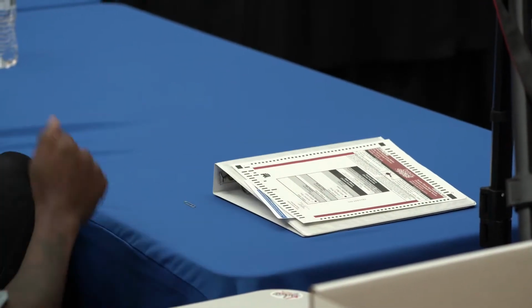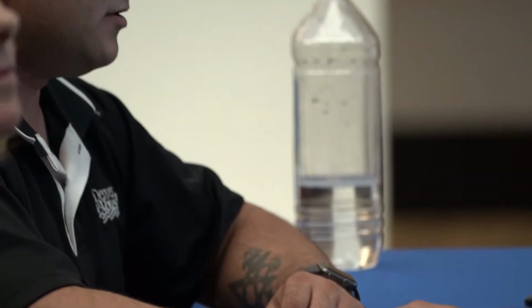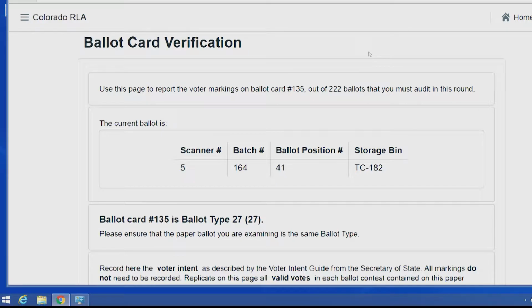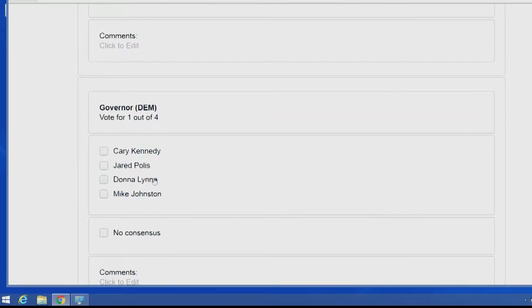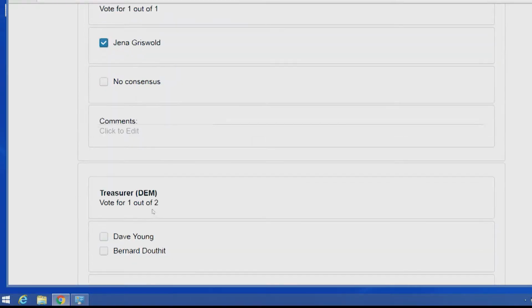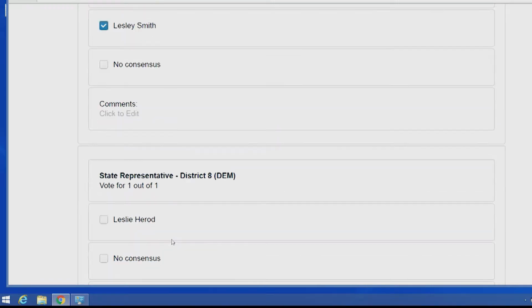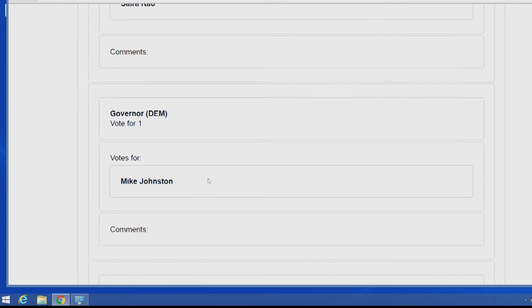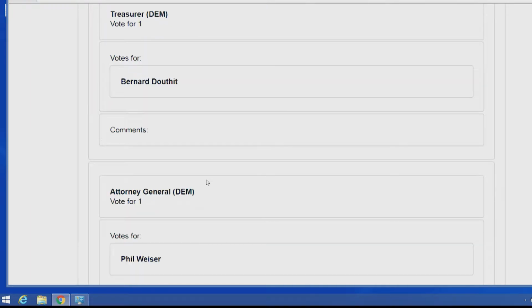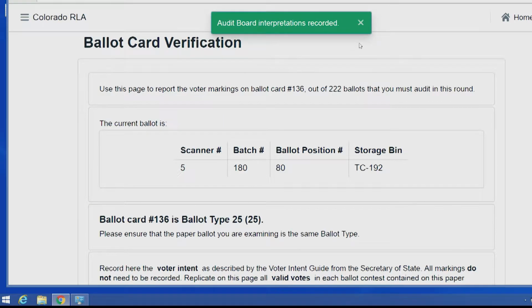If there is a consensus between the board members on the vote, that vote is entered into the risk-limiting audit software. If the board can't agree, no consensus is selected in the software, which may count against the risk limit of the audit. The audit software checks the board members' review decisions against the cast vote record from the tabulation scanners and any earlier adjudication. If the votes entered into the software are the same as the votes recorded by the tabulation scanners, the audit will be successful.